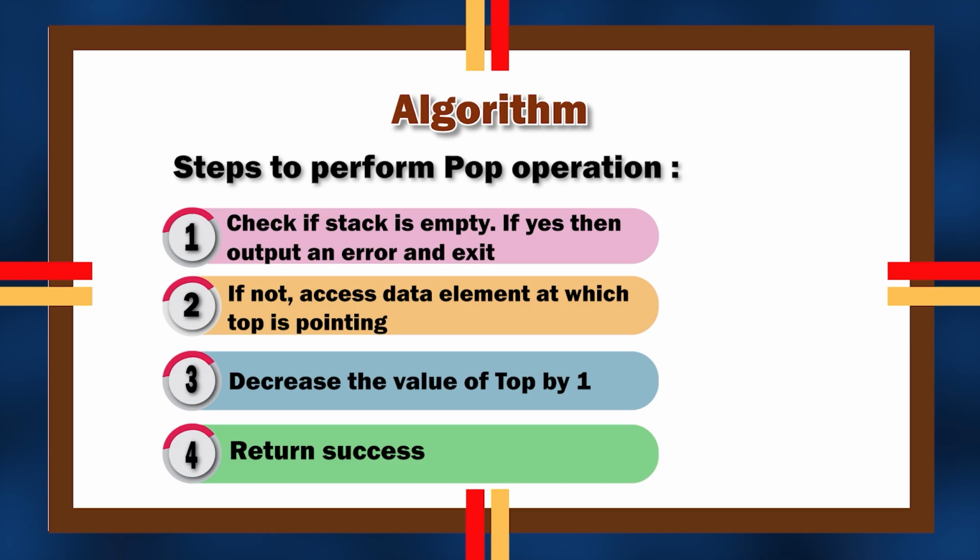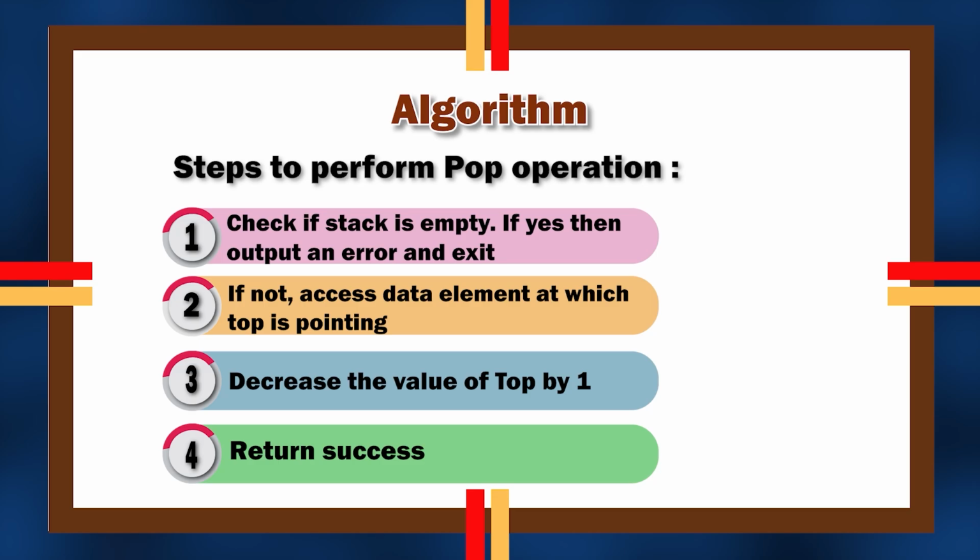Initially you have to check whether your stack is empty or not, because if there are no elements in the stack, then there is no question of deleting any element from the stack, and therefore if the stack is empty, the operation will not be performed. But if the stack is not empty, then you can perform this operation. So initially always check whether your stack is empty. If it is yes, then you output an error that the stack is empty and stop the operation or exit the algorithm.